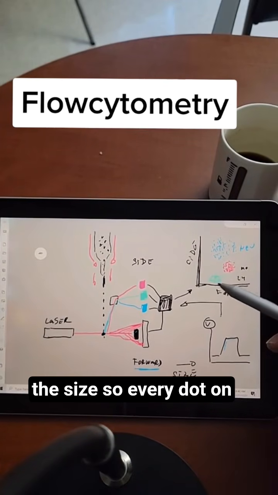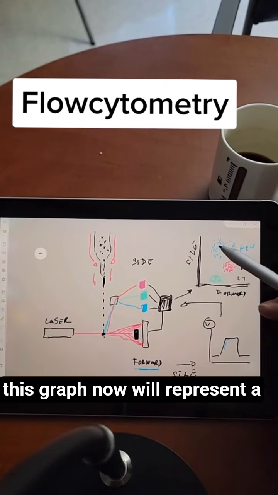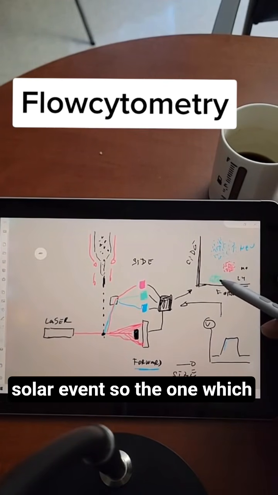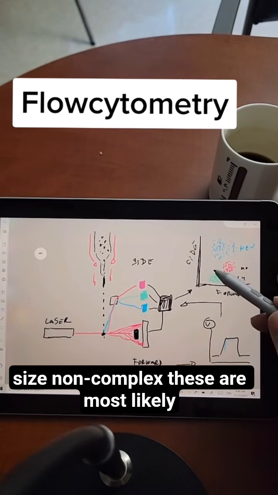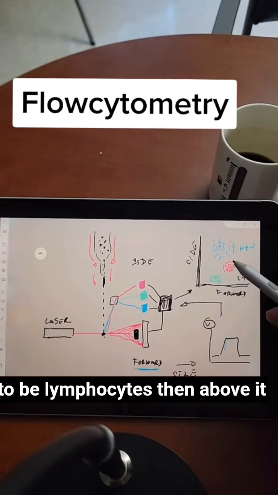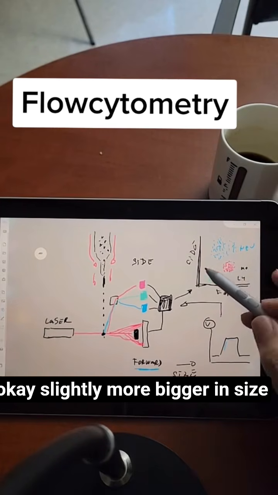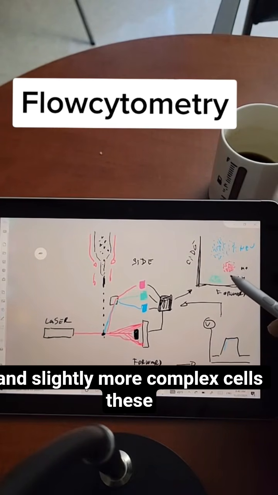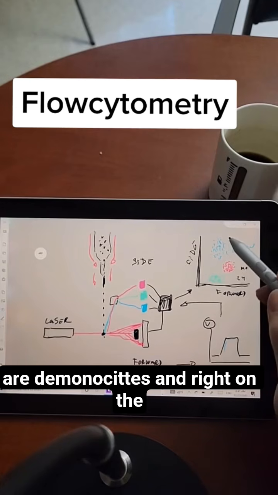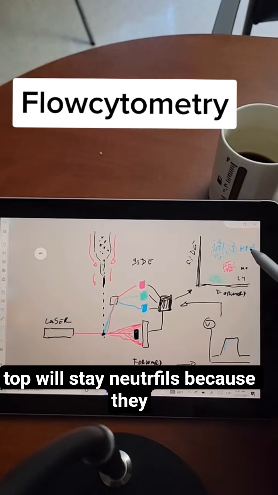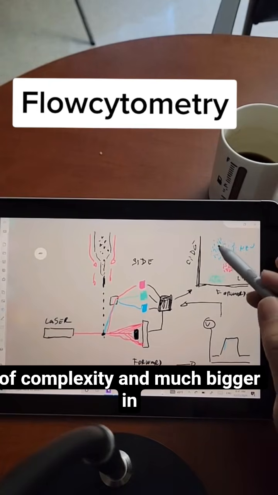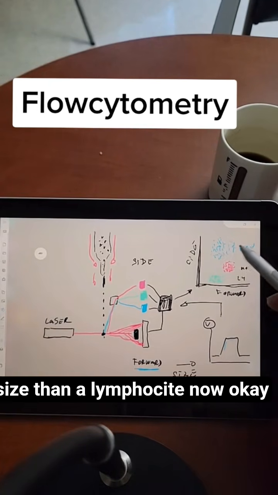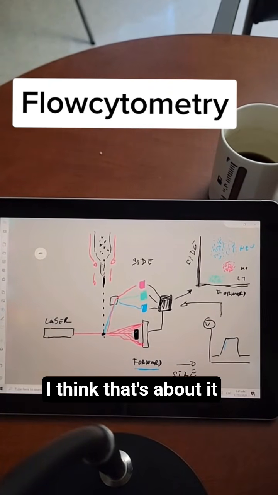So every dot on this graph now will represent a cellular event. The ones which are low here are small size, non-complex, most likely lymphocytes. Then above it, slightly bigger in size and slightly more complex, are the monocytes. And right on the top will sit the neutrophils, because they have lots of granularity, lots of complexity, and are much bigger in size than a lymphocyte. Now, okay, I think that's about it.